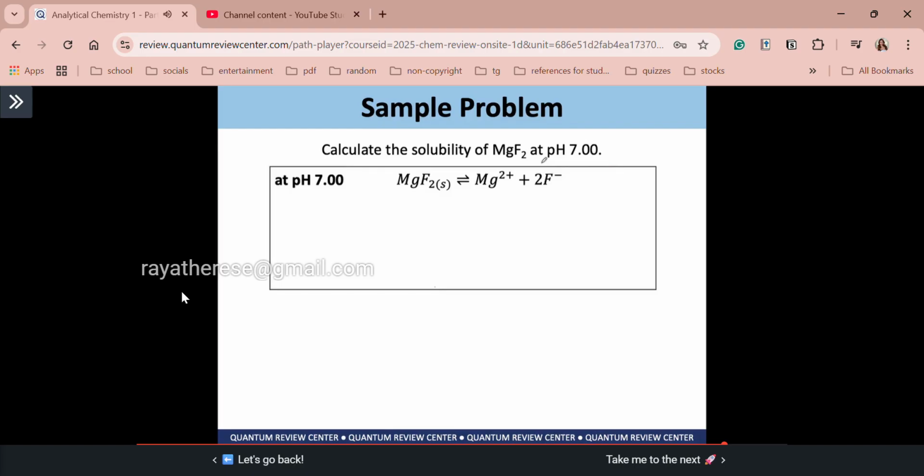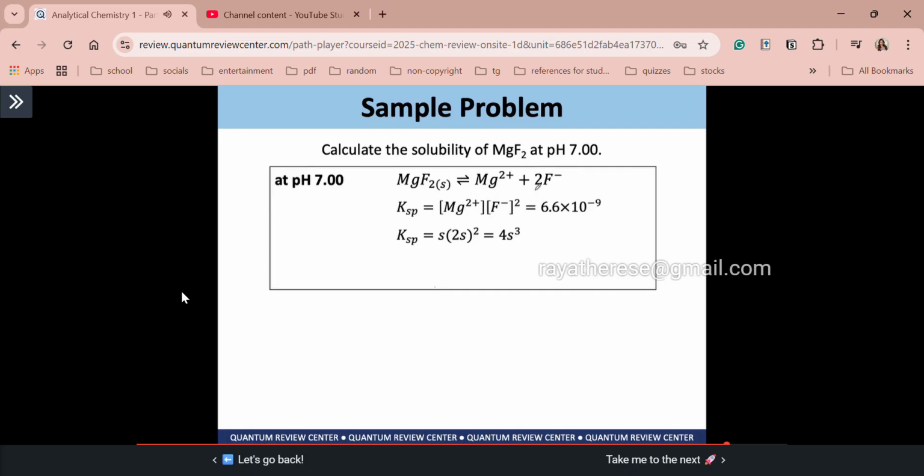So class, ito ang dissociation ng magnesium fluoride, Mg2+ and 2F-. So class, ito ay let S, ito ay let 2S. And then, you will apply squared dun sa 2S. Therefore, it becomes 4S cubed. At ang value class ng Ksp ng MgF2, 6.6 times 10 to the negative 9. So ma'am Mitch, kukunin natin yung S. Yes. So S is equal to cube root of Ksp over 4. And if you do that, you'll get 1.18 times 10 to the negative 3 molar. So yun ang normal niya na solubility at pH 7, at neutral pH.